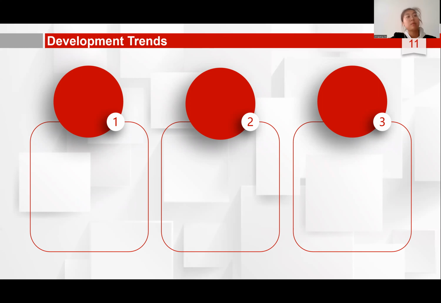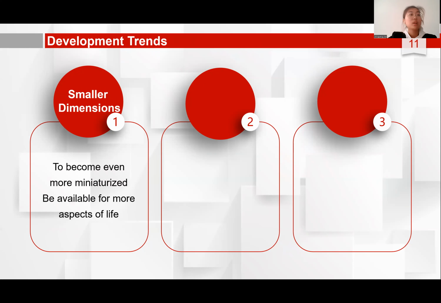So here I have some thoughts. Firstly, smaller dimensions. Nanotechnology is a technology that has been continuously researched. So with more development and advances in nanotechnology, there is an opportunity for glucose biosensors to become even more miniaturized, and they may be available for more aspects of life, such as detecting the glucose levels in food products on the market. All of these will bring even more convenience to life.